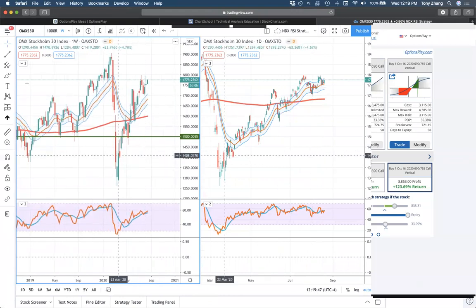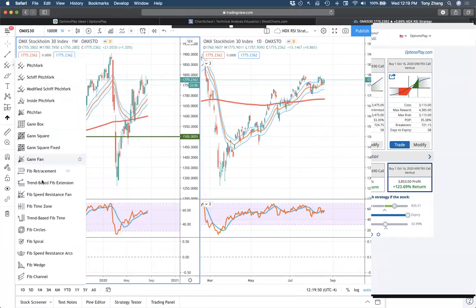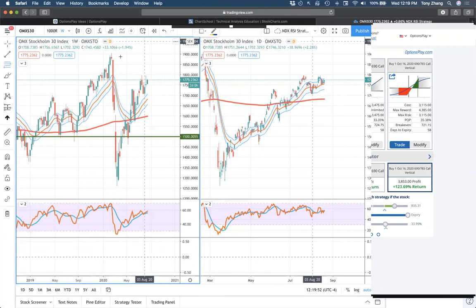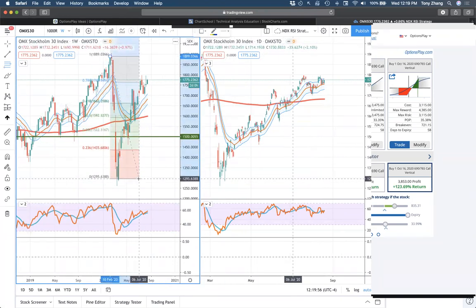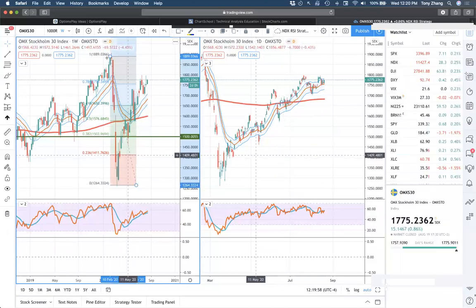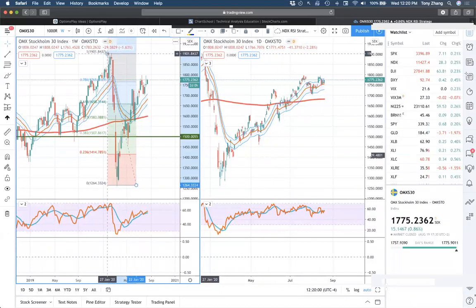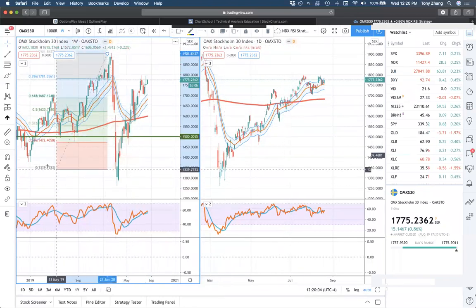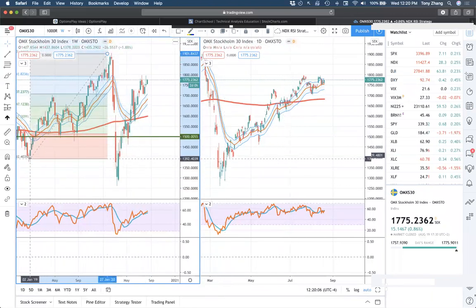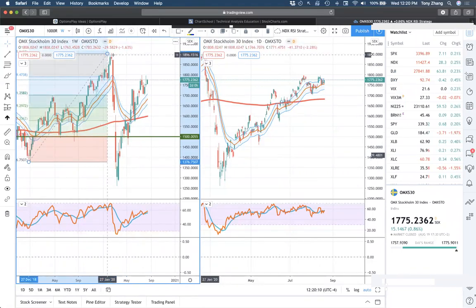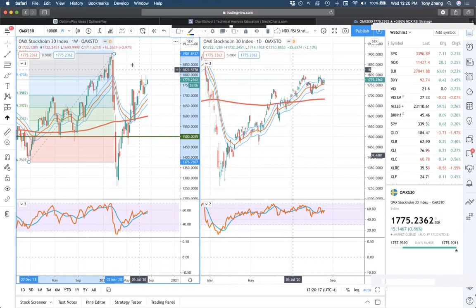My problem with Fibonacci lines is that they're so subjective. Sometimes people use body to body, some people use wick to wick. Do you start up here? Where do you start? It's really difficult to determine where your starting point is. Do you use body to body or wick to wick? It's just so subjective, and depending on how you choose, you have different lines to draw. So that's why I generally don't use Fibonacci levels.